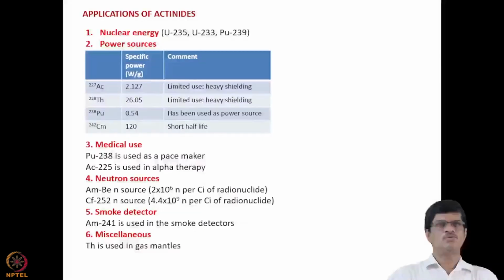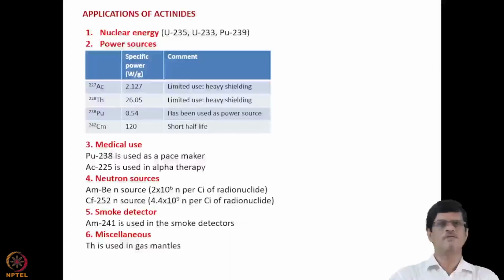Now coming to the applications of the actinides. One of the major applications of the actinides is in nuclear energy, that is uranium-235, uranium-233 and plutonium-239. These are the fissile isotopes of the actinides which are used in nuclear energy. Also, the actinides are used as power sources.